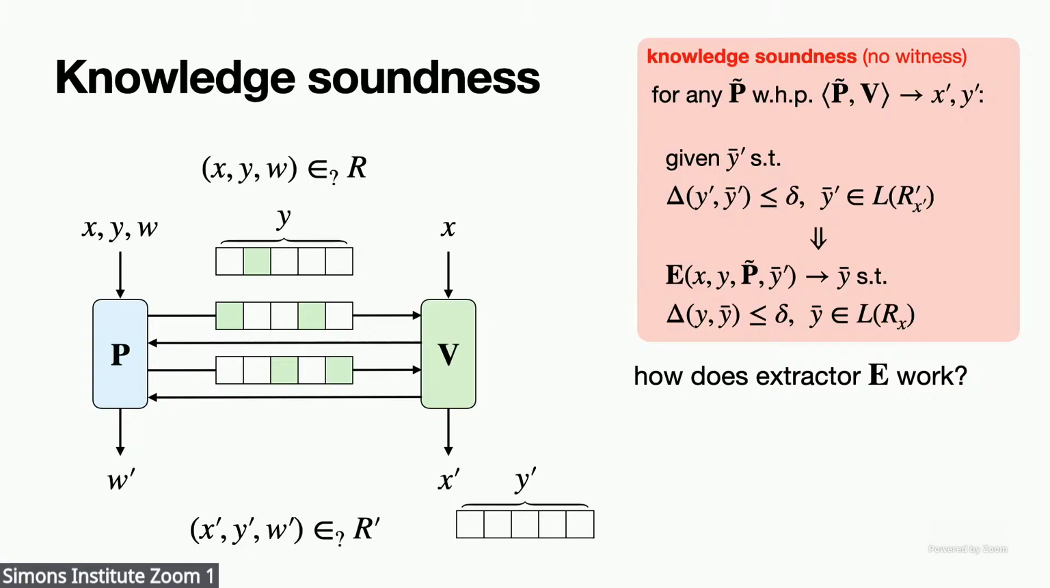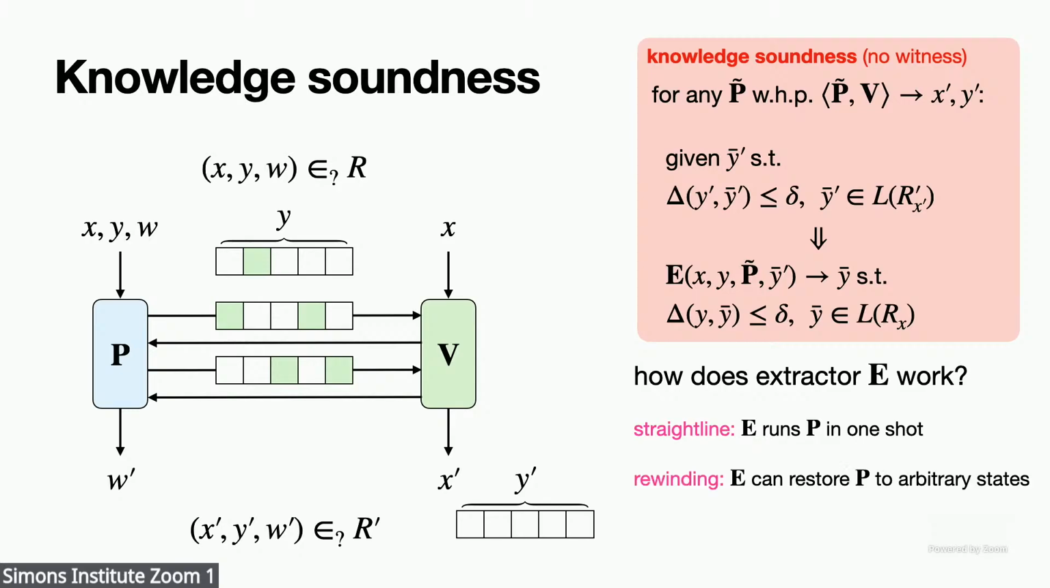So how does this extractor work? Well, there are two options, and we've covered them earlier this week. First, there's straight line extraction, where the extractor will basically run the malicious prover, P tilde, in one shot. It can't really do anything else besides observe, for example, the oracle queries that the prover makes if we're in some idealized model. Another approach is some sort of rewinding strategy, where the extractor can run the prover, rewind it back a few steps, and then keep on running again. And in general, it can restore the prover to arbitrary states.